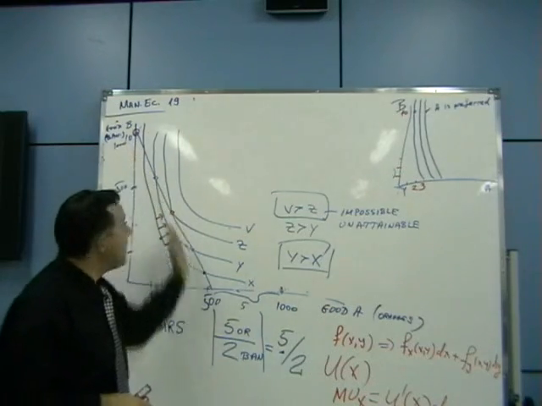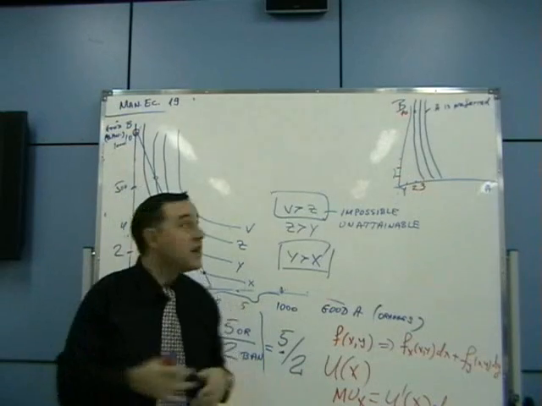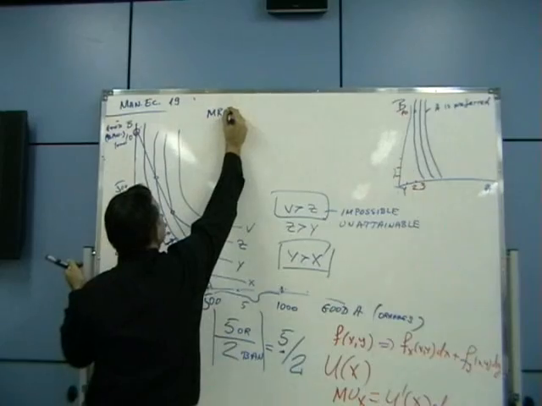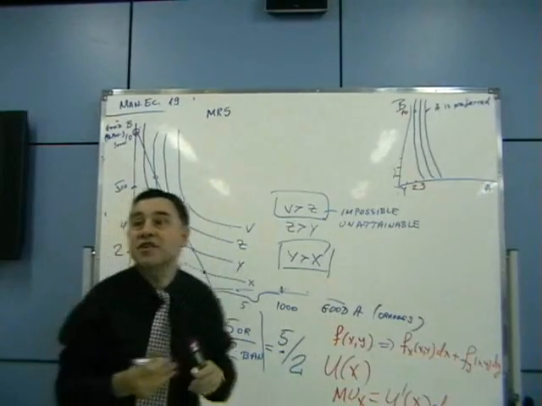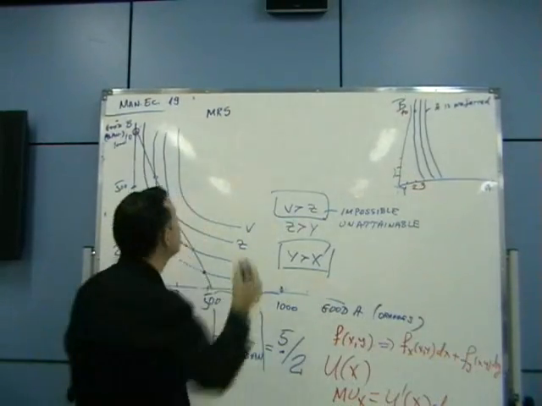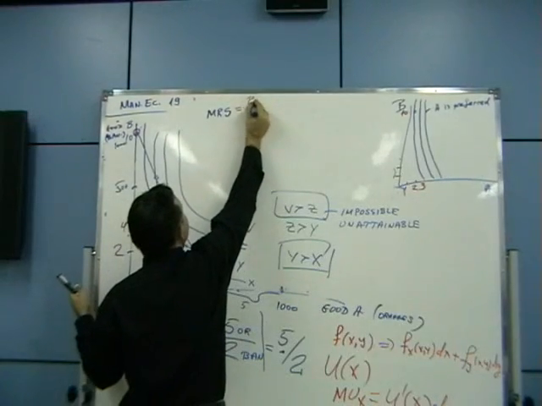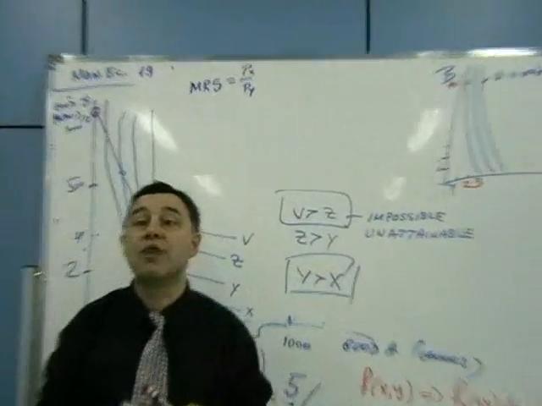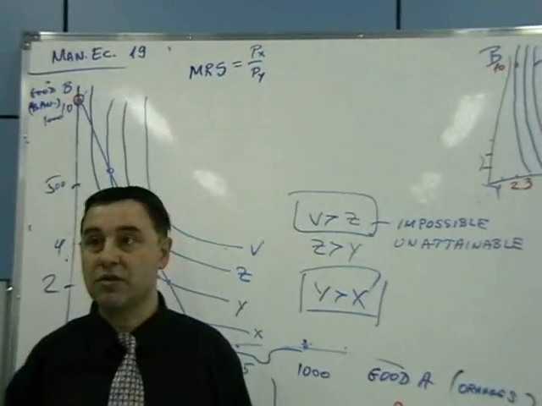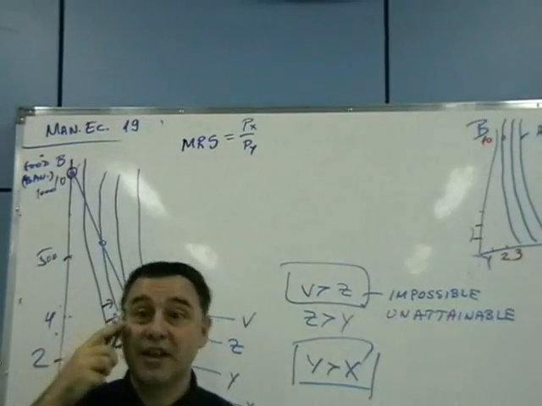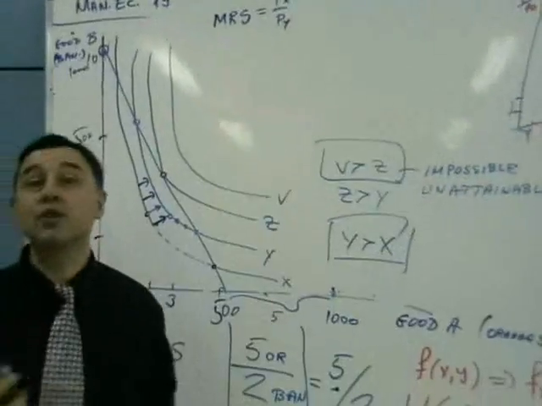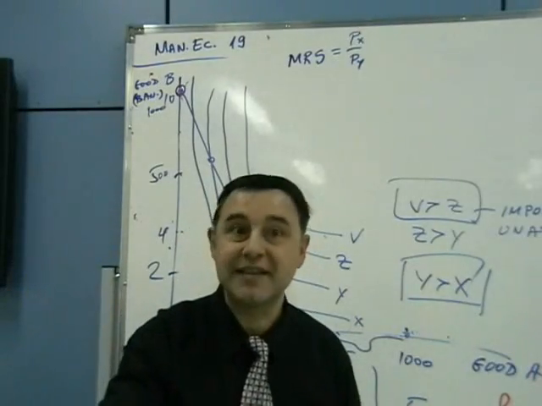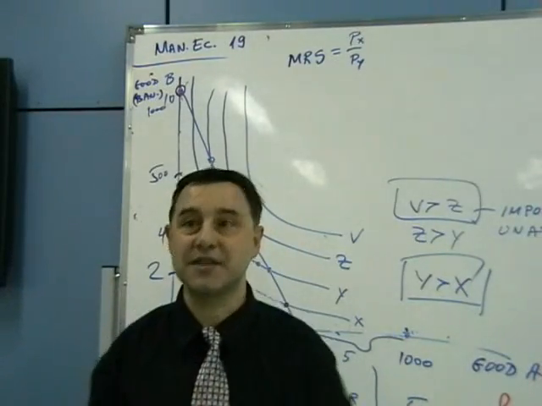So, what is the budget line representing? It represents the market rate of substitution. What is the market rate of substitution? It is simply the price of X divided by the price of Y. Okay? The market rate of substitution. This is the rate at which you can substitute X and Y on the market at their market prices.